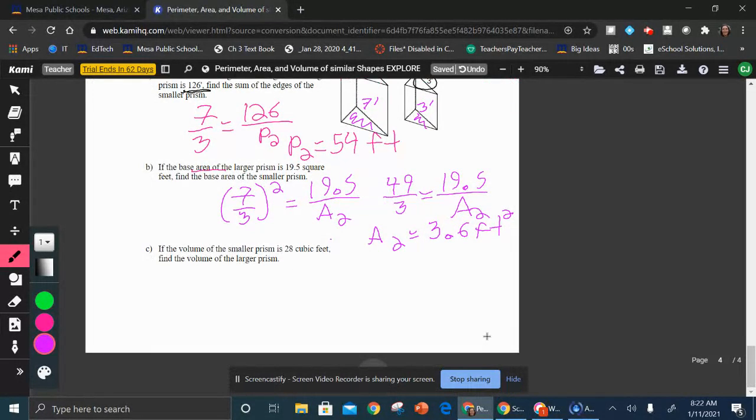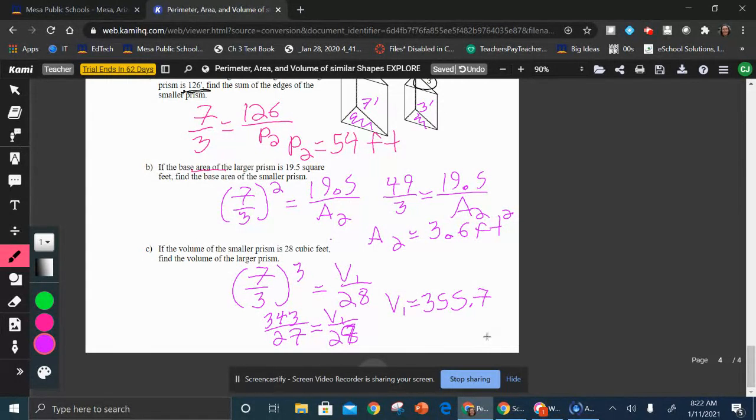Okay, and then this one says volume, so we're going to do 7 over 3 cubed. This is volume of the smaller one is 28, so that means it's the smaller one. Okay, and then we're going to cube. Remember, everybody, you have to cube it first, and then you can cross multiply, so cube both the top, the numerator and the denominator, so the top and the bottom. Okay, and then we can cross multiply and divide. So volume, we get 355.7 feet cubed.